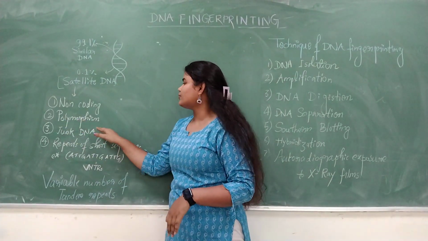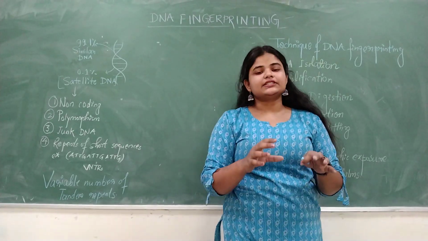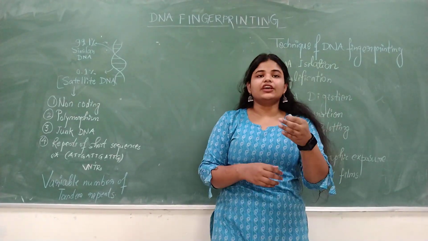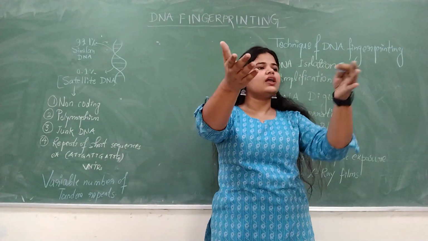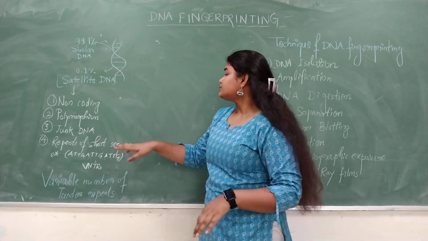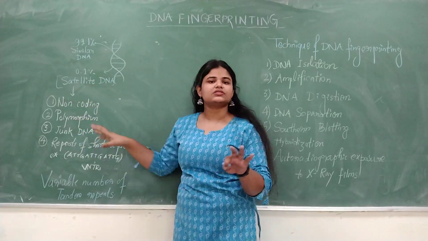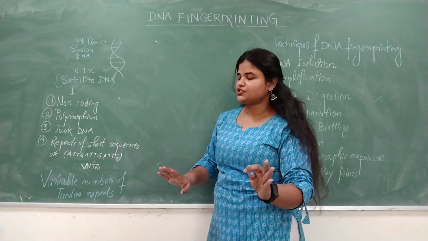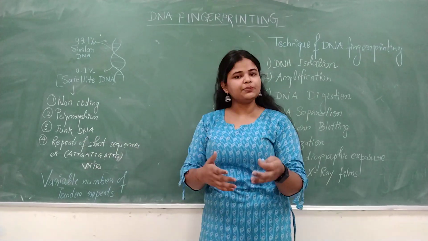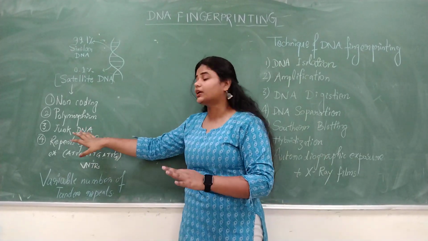Second is polymorphism. Satellite DNA is responsible for the variations among people, that I am looking different and you all are looking different. So it shows polymorphism among the individuals. Third is the junk DNA, as I have mentioned. It is not making any protein, that's why it is also known as the junk DNA.